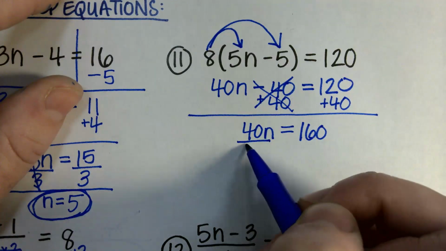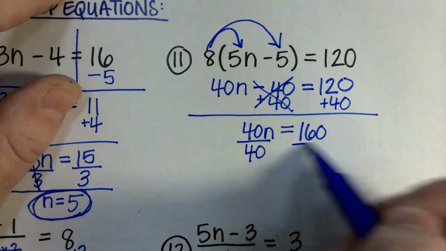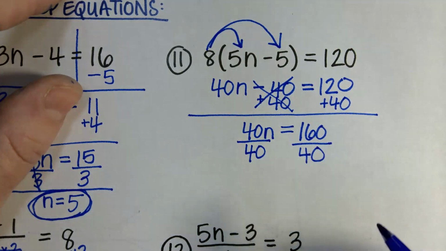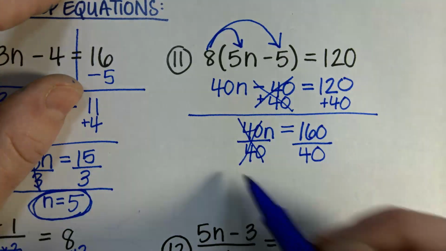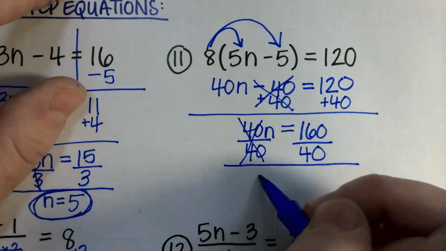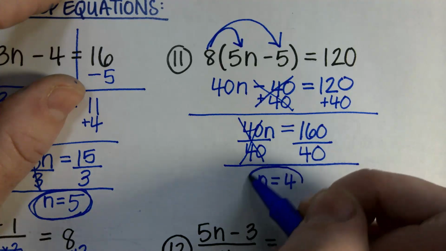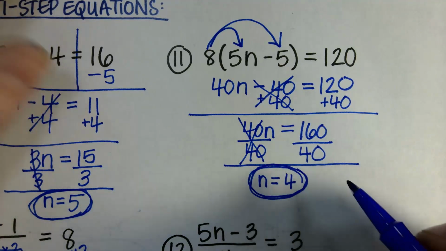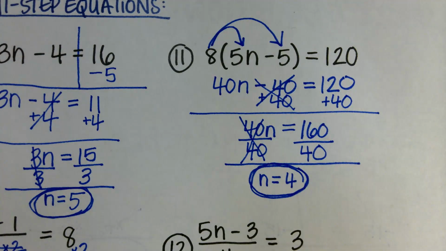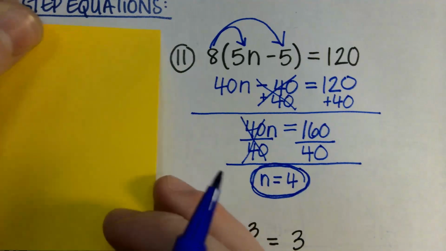Last step, what do we do? Divide by 40 on both sides. My 40's are gone. And I'm going to get n equals what? 4. Good job. n equals 4. Very, very good. Now, if you are interested in doing it the division way, I'll show that too, just for giggles.